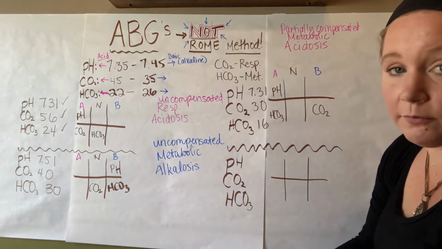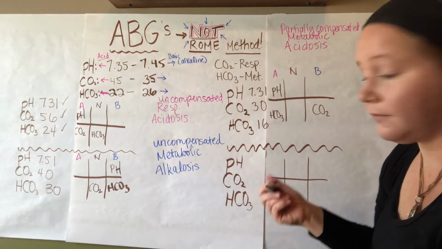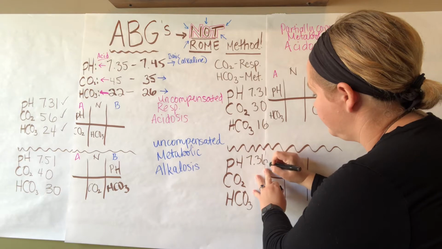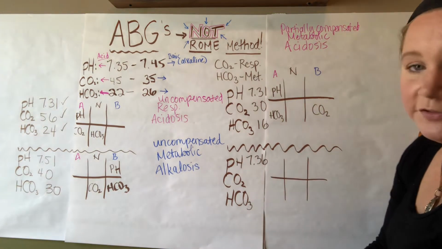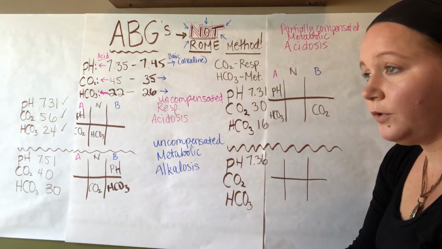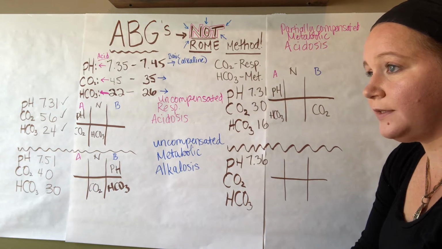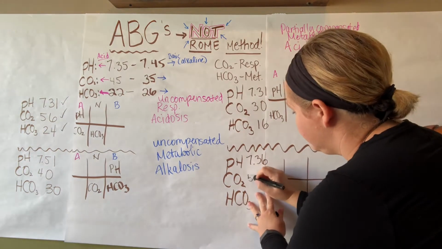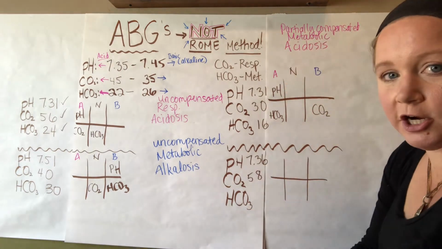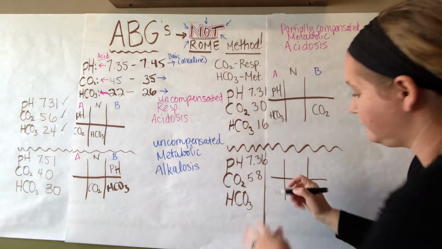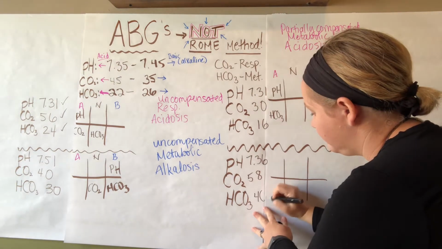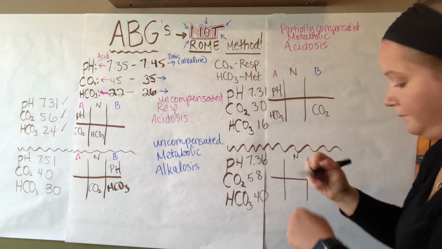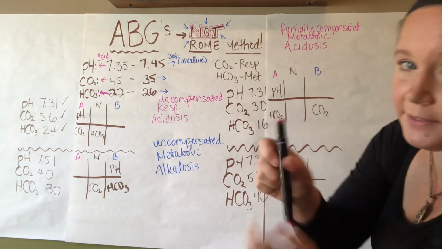So let's make a normal pH. Let's say 7.36. So pH is 7.36. We will say the CO2 is 58. And my bicarb is 40. Okay. Let's name it.